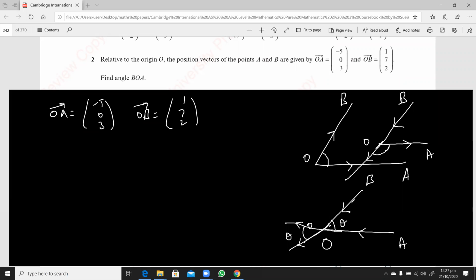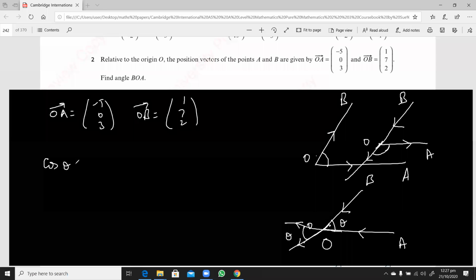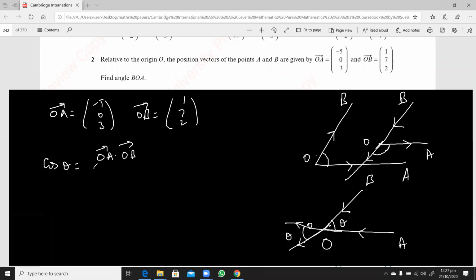So either the vectors are directed towards the vertex, or they have to be directed away from the vertex. So in this case, we have both the OB and OA with us. So let's find that angle. So I would write it like this: cos theta is going to be OA dot OB over the magnitude of OA times the magnitude of OB.